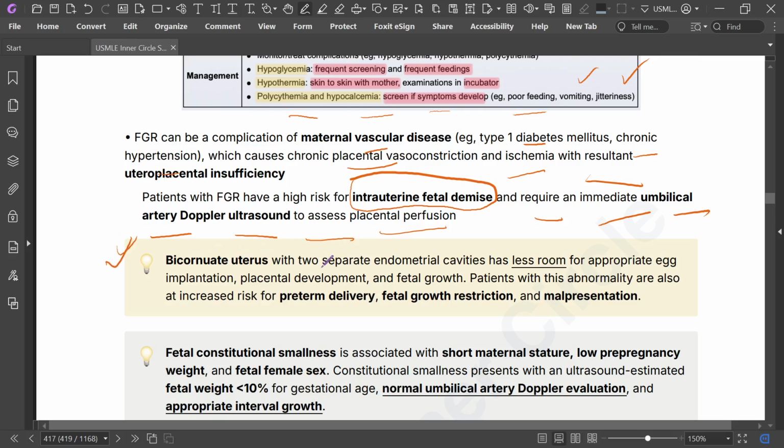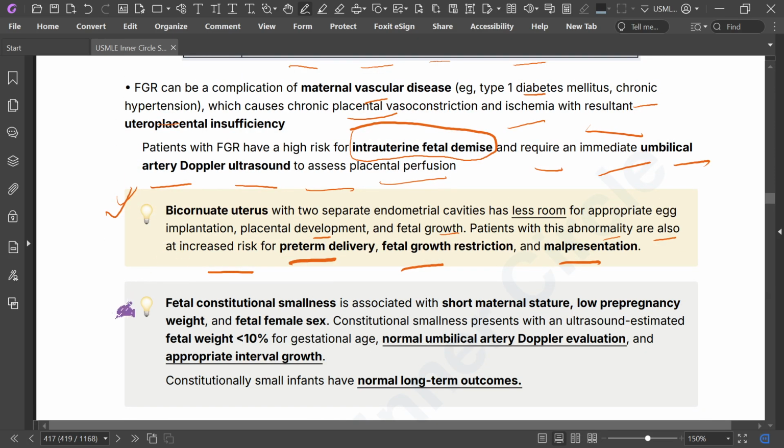Bicornuate uterus with two separate endometrial cavities has less room for appropriate egg implantation, placental development, and fetal growth. Patients with these abnormalities are also at increased risk for preterm delivery, fetal growth restriction, and malpresentation.